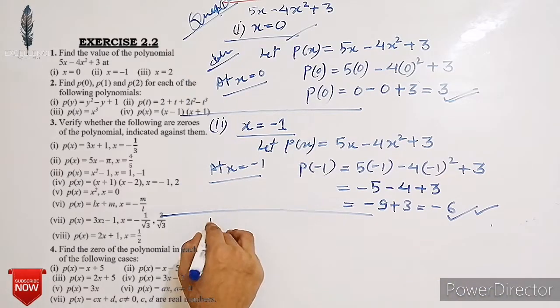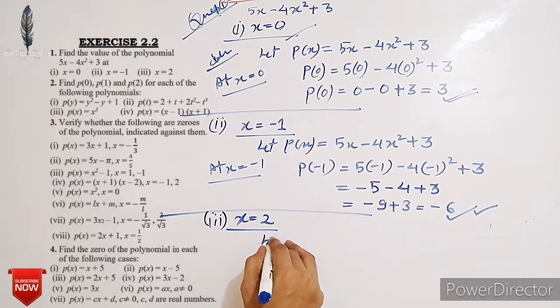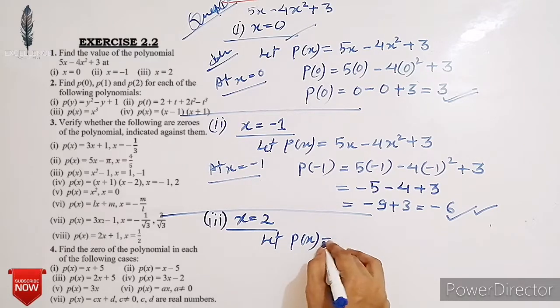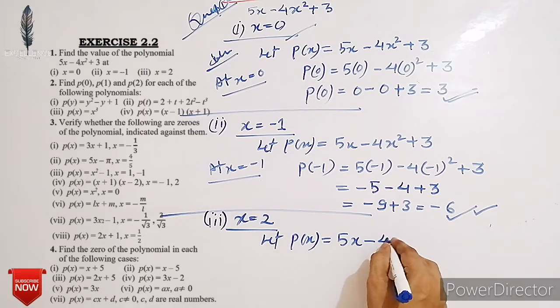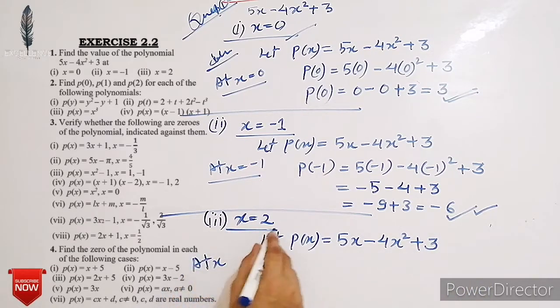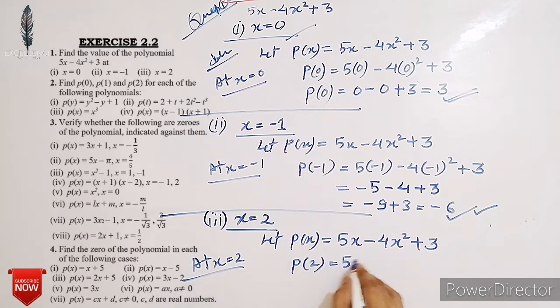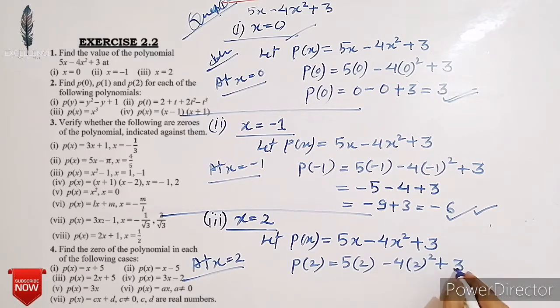Now x is equals to 2. Let p of x is equals to 5x minus 4x square plus 3 at x is equals to 2. So p of 2 is equals to 5 into 2 minus 4 into 2 square plus 3. Here 10 minus 16 plus 3 is equals to minus 3.